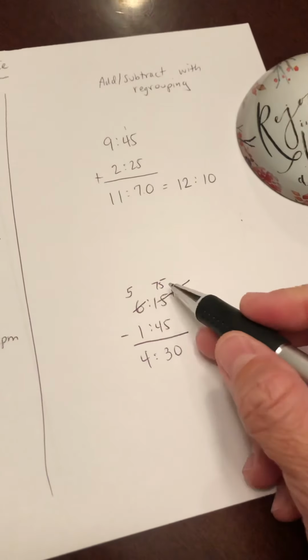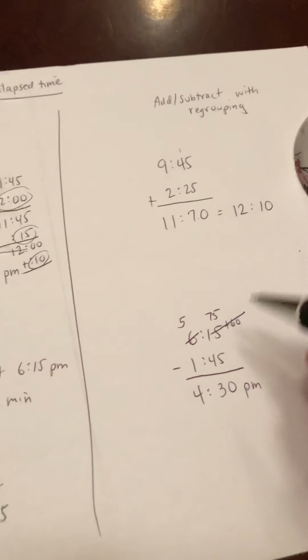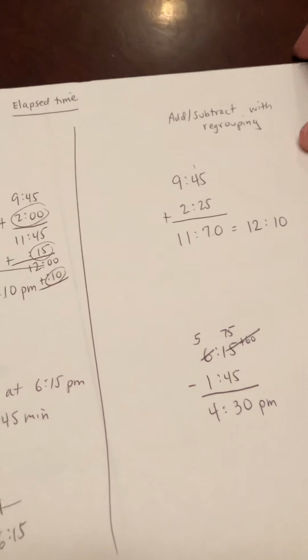So as long as you know how to correctly do the regrouping, it's very easy, very quick. Get you that same answer, 4:30 p.m. If you don't regroup properly, it doesn't matter how easy it is to do the subtraction, you're not going to get the right answer, so you got to be careful there.